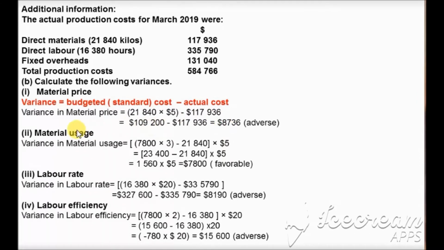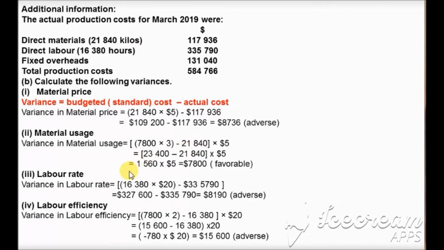Then we have material usage. For the material usage variance, we are going to take the number of units produced, which was 7,800 units, and for 1 unit we require 3 kilos. So we will multiply 3 kilos with 7,800 units. We will get 23,400 kilos of material requirement based on the budgeted estimation, and the actual production required 21,840 kilos of material.